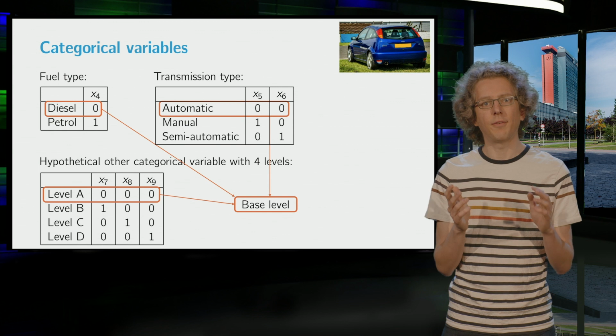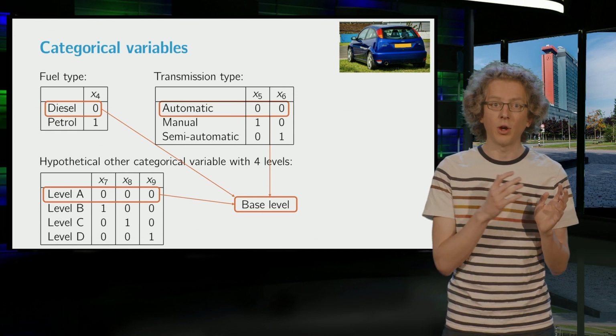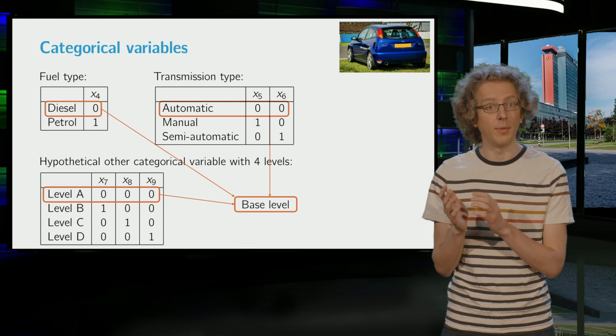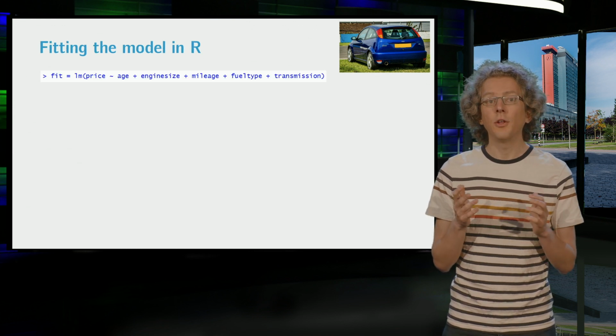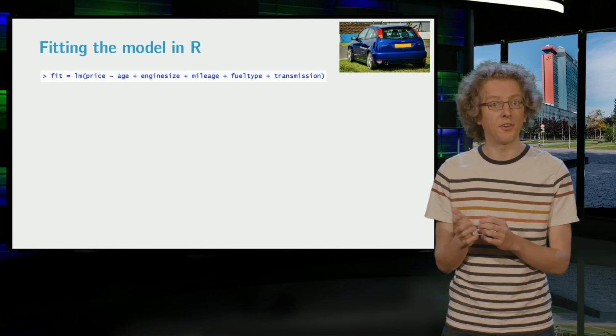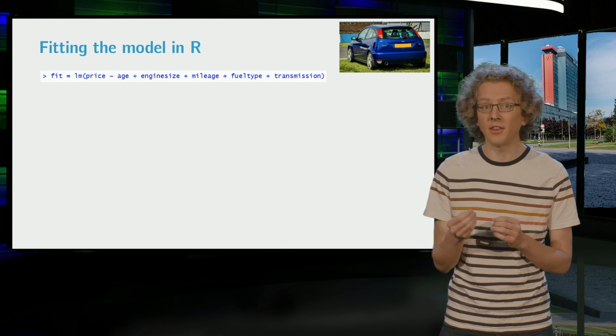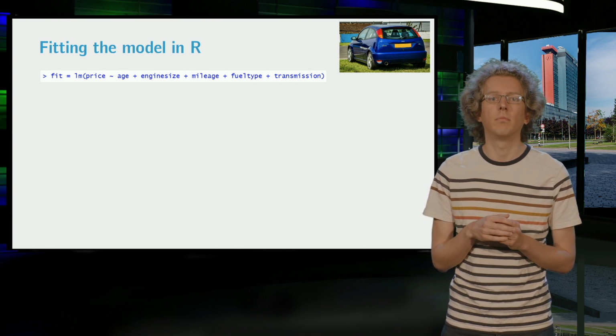Okay, we now have our model. It contains 6 explanatory variables, 3 quantitative ones and 3 dummy ones. To fit this model in R, we do not need to define those dummy variables by ourselves. But for the interpretation afterwards, it's important to understand that this is what is being done.